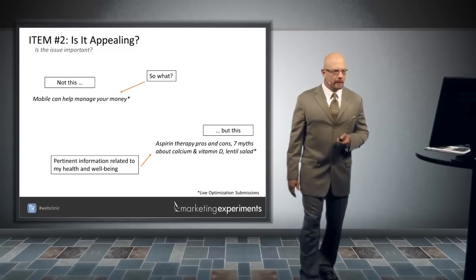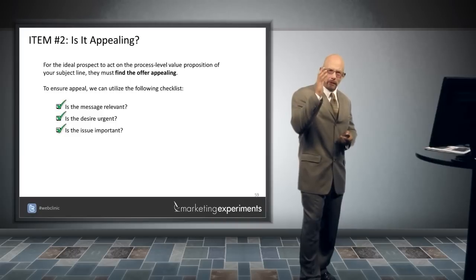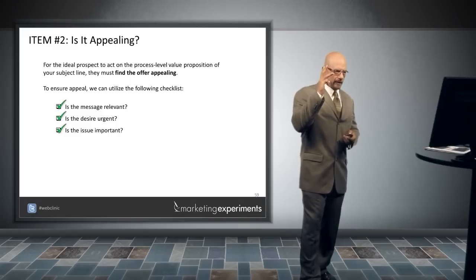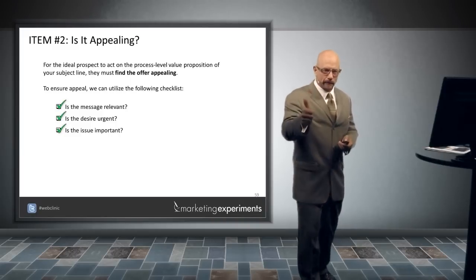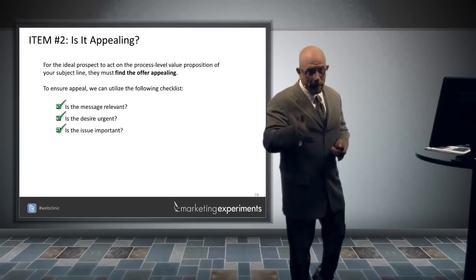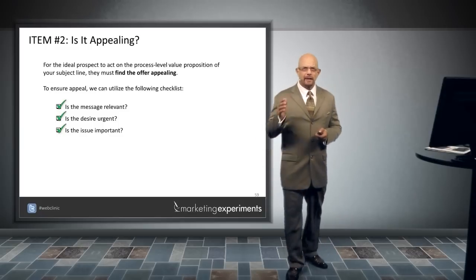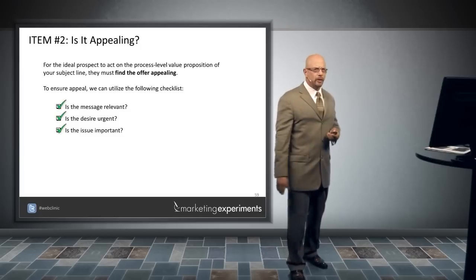Another example, and because we have a lot of teaching here, I just want you to sort of see this rapidly, and I want to move on to a summary. Is the message relevant? Is the desire urgent? And is the issue important? It's the combination of these 3 things that will help you sort of make certain that you're factoring towards appeal.